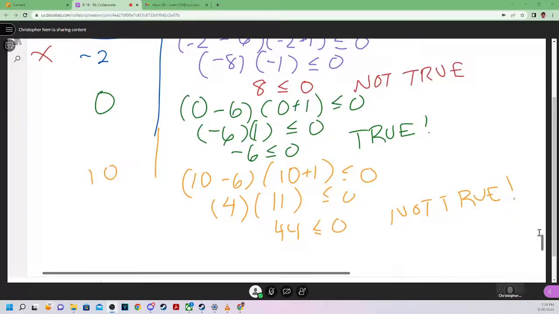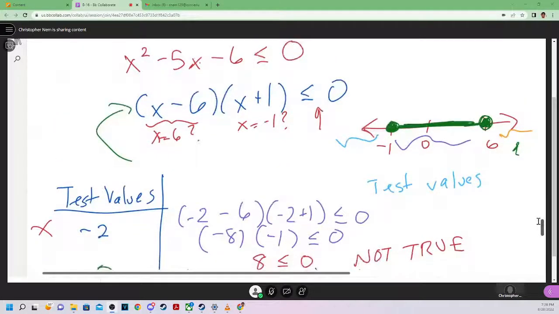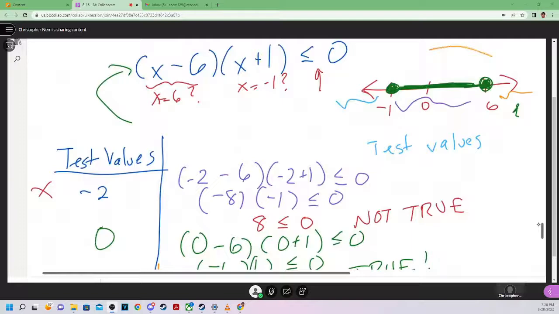Boom. So you do need to test all regions because sometimes you will have more than one region where the inequality holds. In this case, it works out for only one. So this is our solution right here.